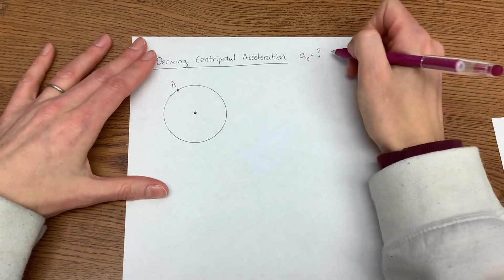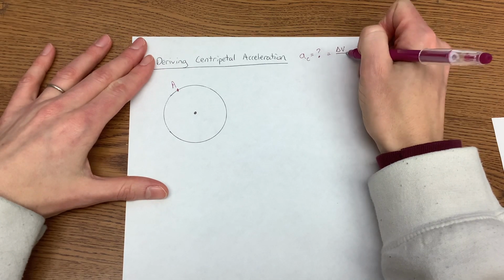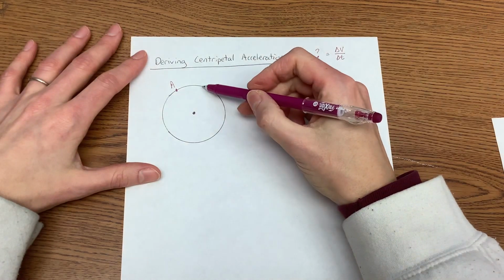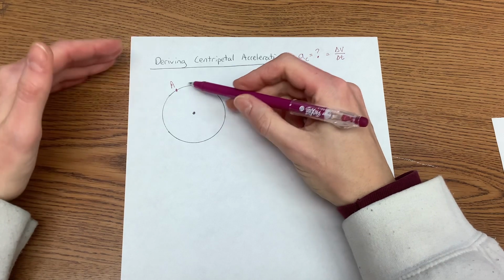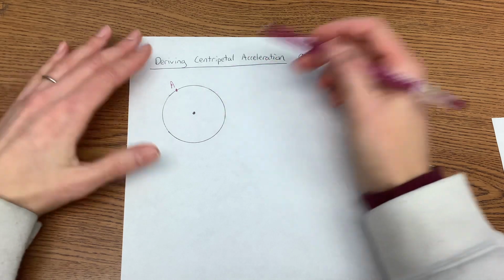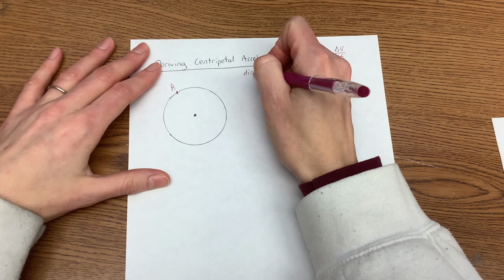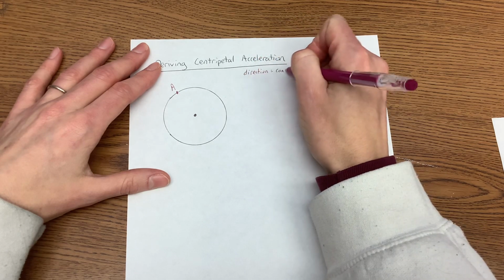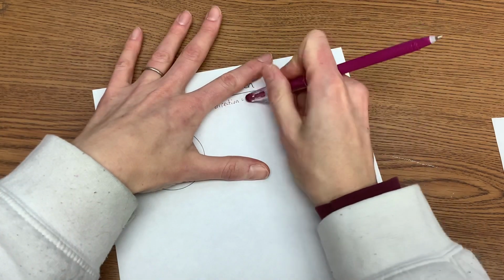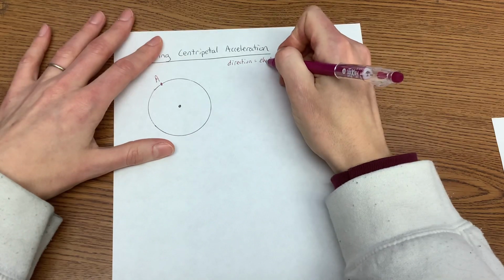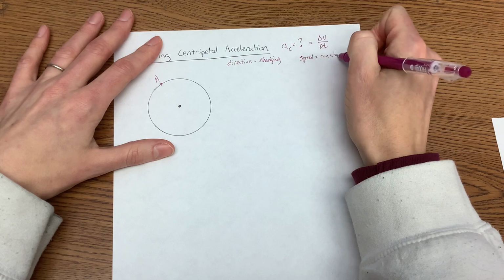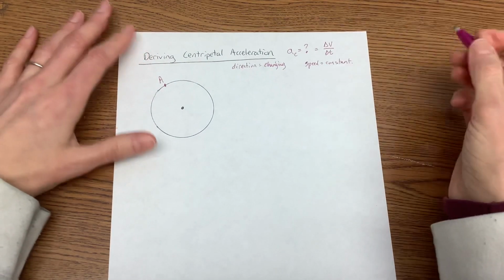And what we know is that acceleration is the change in velocity over the change in time. And when we have an object going in a circle, its velocity is changing, except its direction is changing and not its speed. So what do we do with that? The direction is changing, but the speed is constant. That's what I meant to write. So what do we do with that? That's what we're trying to find out.